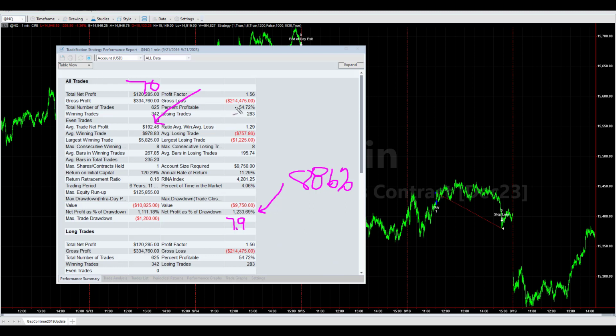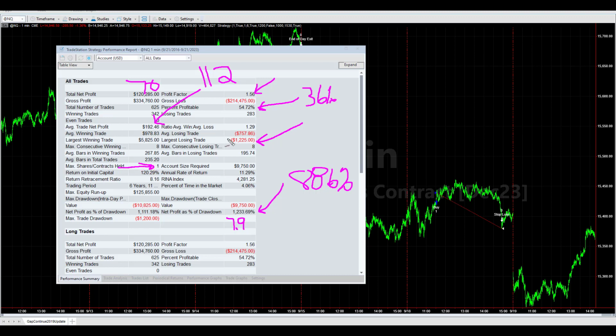Your average trade profit goes up from 112 to 192. Your profit factor is about the same. It was 1.57, now it's 1.56. You're right 54% of the time with the bigger stop loss instead of only 36% of the time on the $300 stop loss.